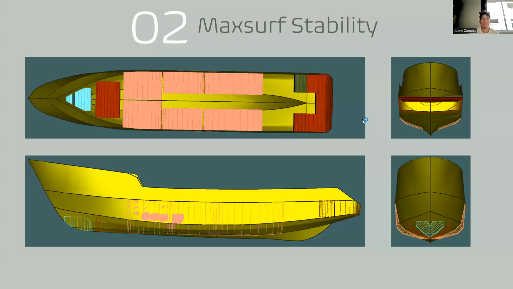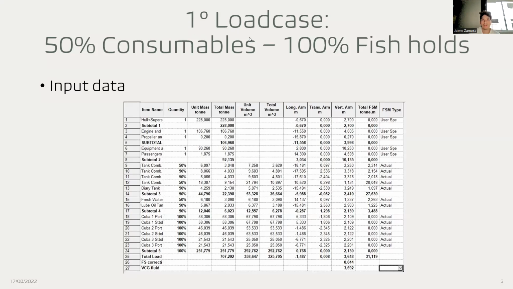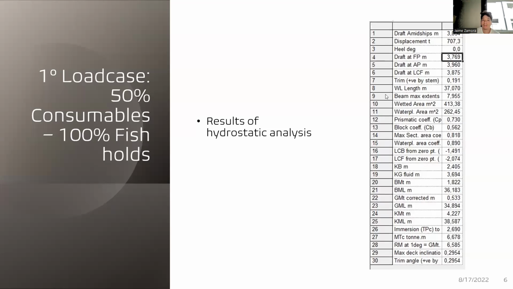So in the case of the stability, we set the tanks in the ships and the fish holes. And this is our first load case as 50% of consumables and the full fish hold. The input data was set here, and the percentage of the fill is right here as shown in the table. And these are our results for the hydrostatic analysis.